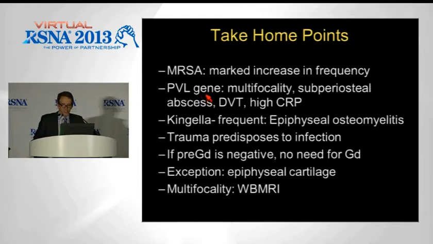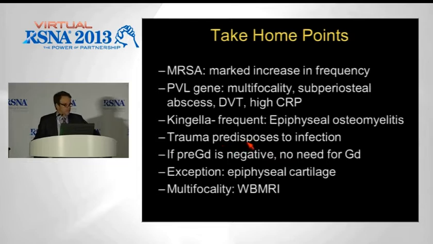And the PVL gene, which is present not only in methicillin-resistant but in methicillin-sensitive Staph aureus acquired in the community, accounts for multifocality, subperiosteal abscesses, deep venous thrombosis, and a high CRP on the blood tests. Kingella kingae infections have become increasingly frequent and may be the most frequent organism in children under 4 years of age, and they typically produce epiphyseal cartilage osteomyelitis in a much more benign clinical course.